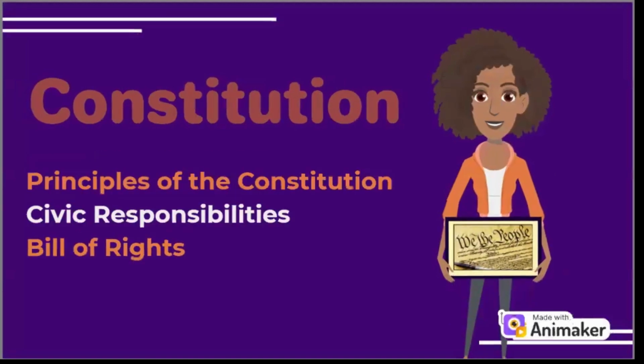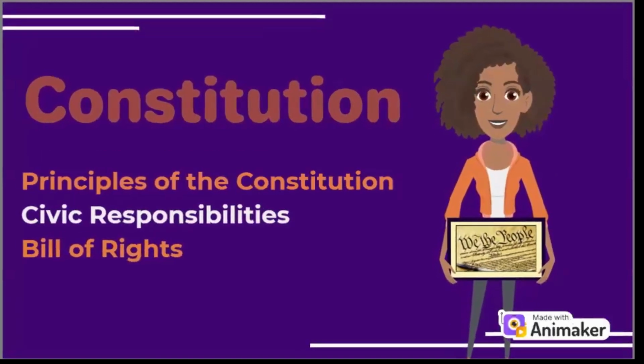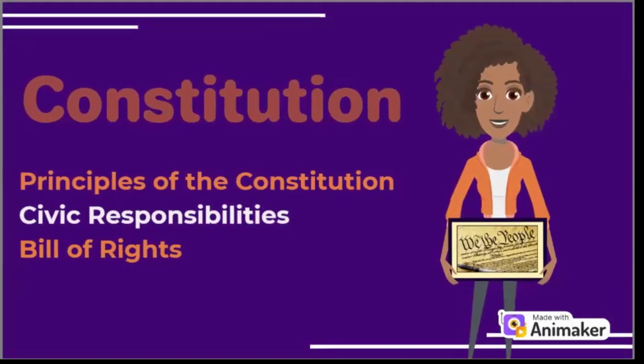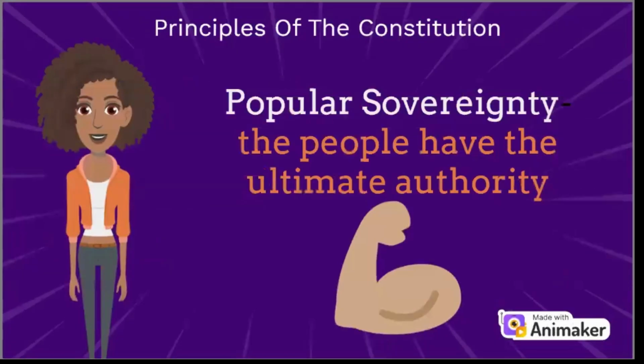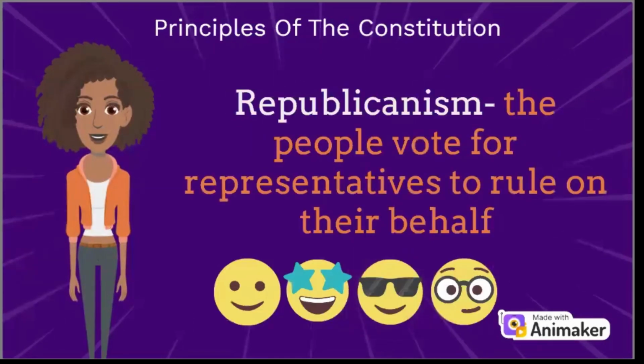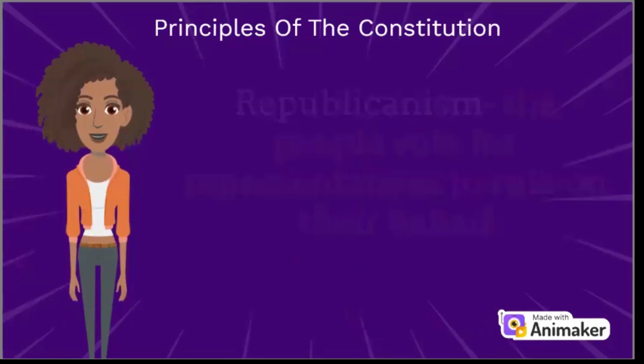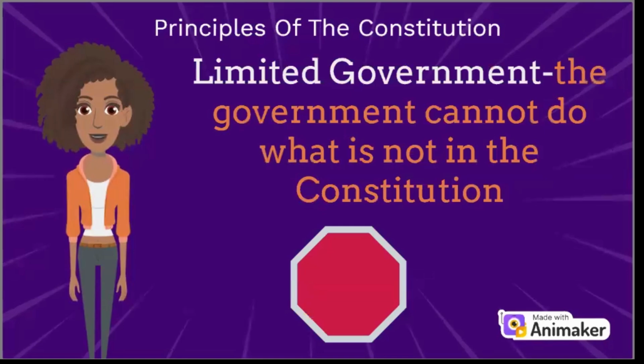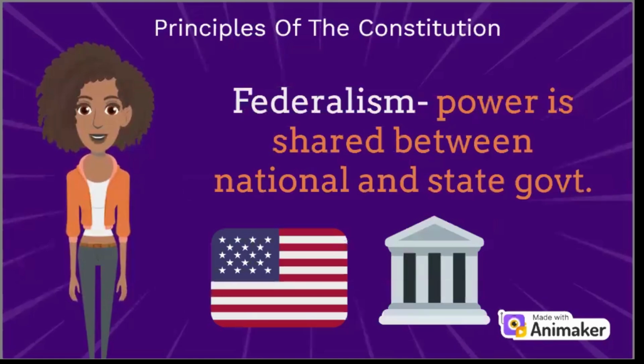We will be breaking down some of the key parts of the Constitution, the principles of the Constitution, the responsibilities of the citizens, as well as provide techniques to remember the Bill of Rights. Principles of the Constitution: popular sovereignty, the people have the ultimate authority. Republicanism, the people vote for representatives to rule on their behalf. Limited government, the government cannot do what is not in the Constitution. Federalism, power is shared between national and state government.